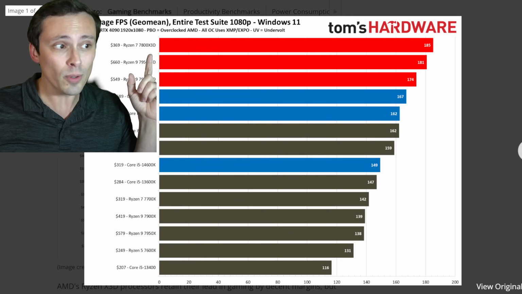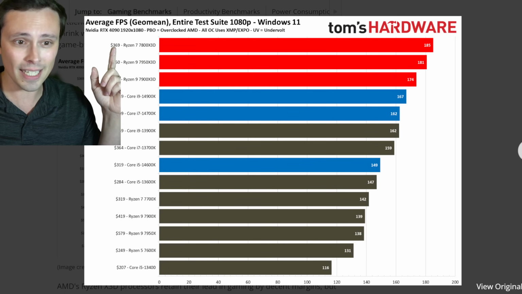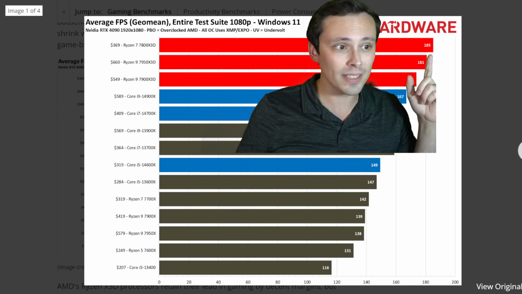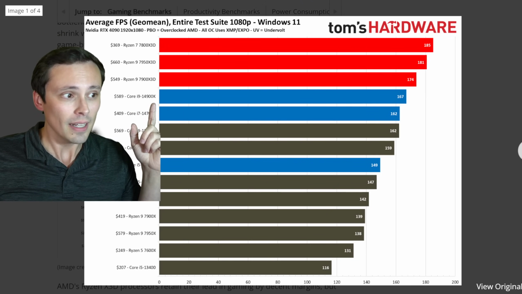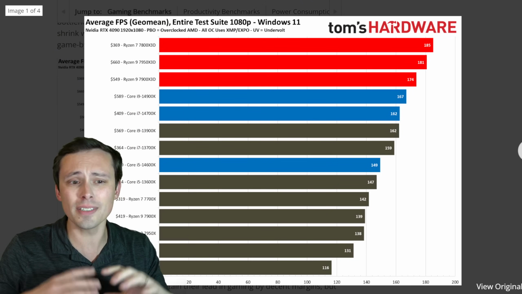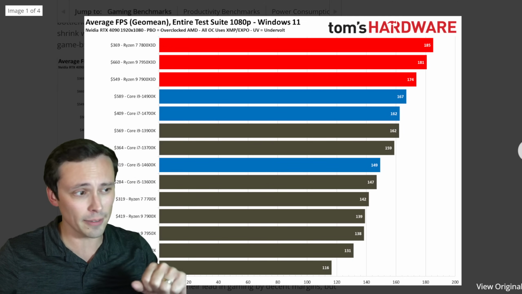Now, you can see that if you want the fastest gaming CPU on the market, you can buy a 7800X3D, and it's basically as fast as the 14900K. You can see there's not a wide gap here. And the 14900K costs more. It has more productivity performance. This is not a full CPU review, but that's the top end of the market.